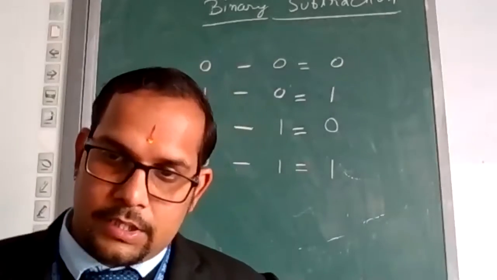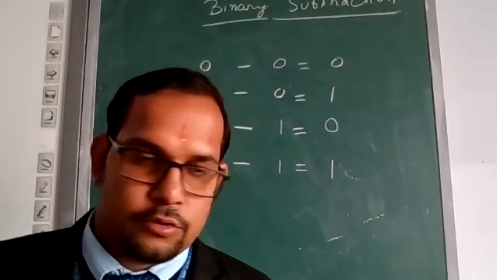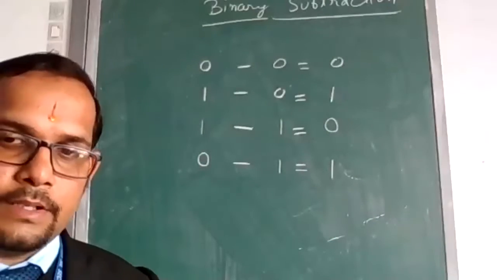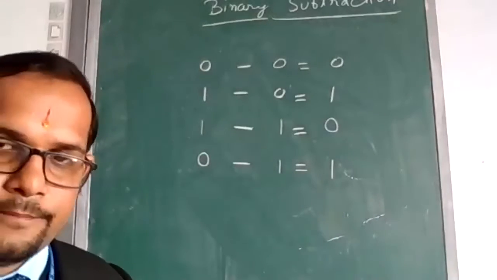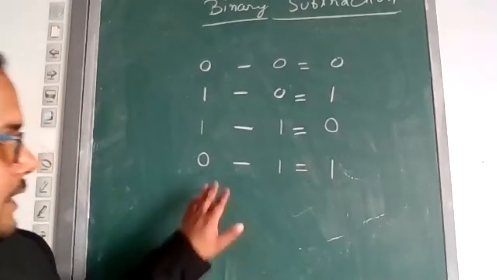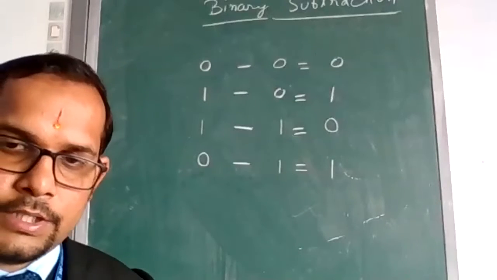Sir, because it is a negative number. So 0 minus 1, that means minus 1 should come. But here the answer is 1. Your answer came that the answer is 1. How is the answer 1?